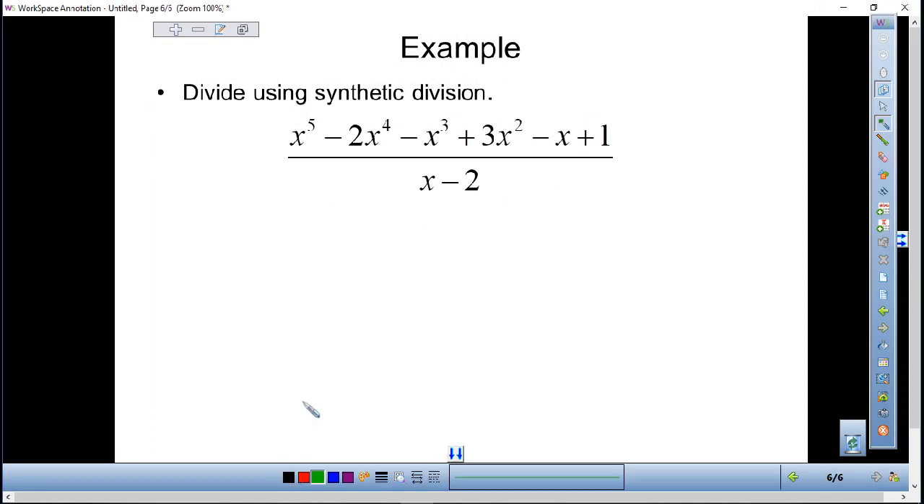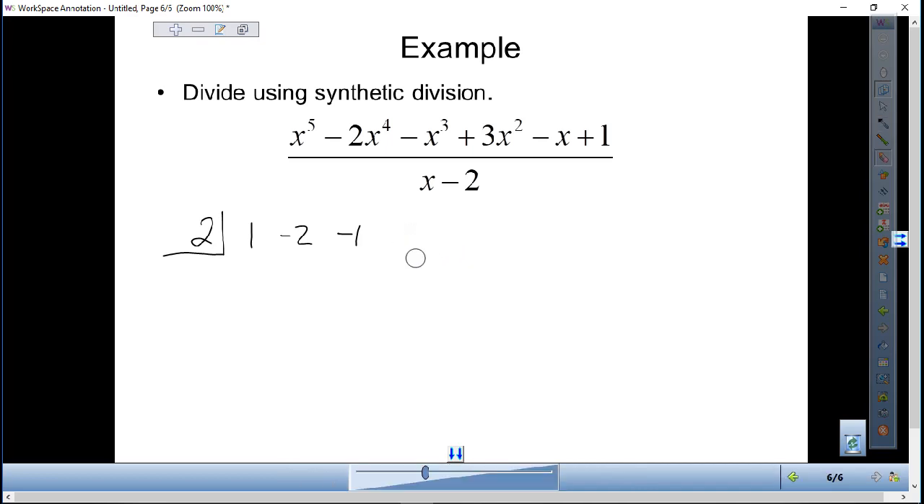All right, so we've got x minus 2, and if I solve that, I'm going to get a positive 2. I'm going to put that in my box over here. And then I'm just going to write this in descending order of the coefficients only. So 1, negative 2, negative 1, 3, negative 1, and 1. I usually space them out just a little bit just to keep them separate.